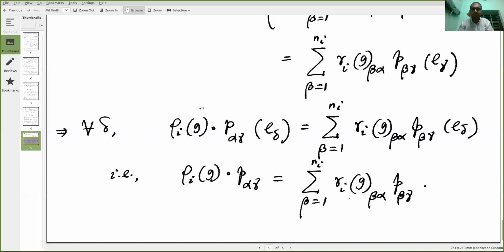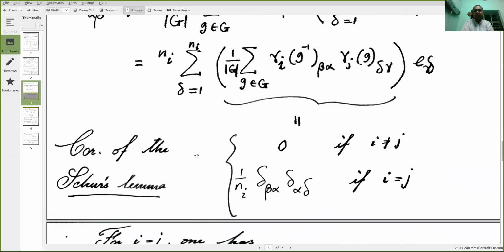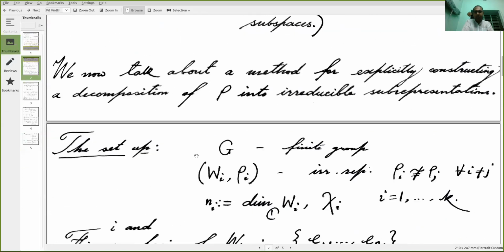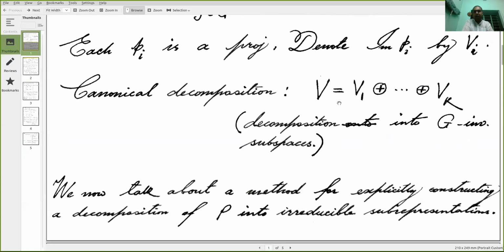So with the help of these formulas, in the next video we will see how to get the decomposition of each VI. Using these formulas, we will see how to arrive at a decomposition of each VI into irreducible subspaces, and each of these irreducible representations will be isomorphic to rho I. We will see that in the next video.